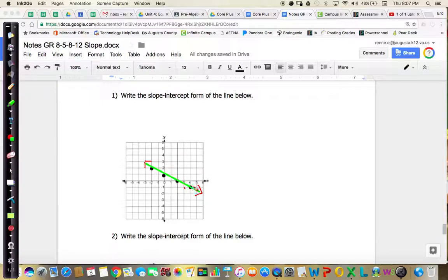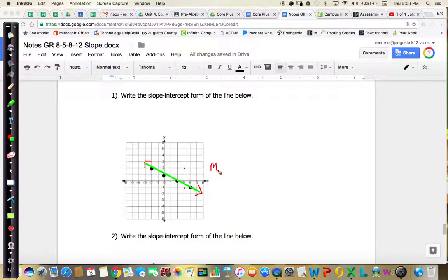So to find the slope, we need 2 points. So I'm just going to pick the farthest 2 points so that you can see that when you pick 2 points that are not right next to each other, oftentimes you have to simplify it. So 1, 2, 3. My rise is positive 3. My run is negative 1, 2, 3, 4, 5, 6.